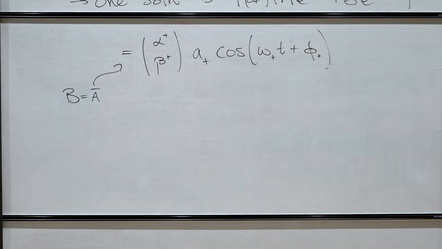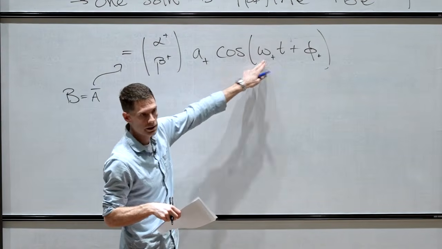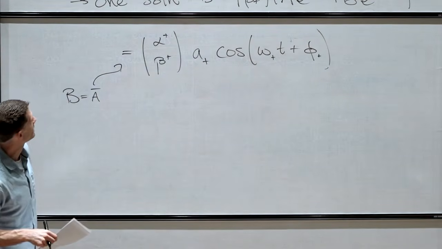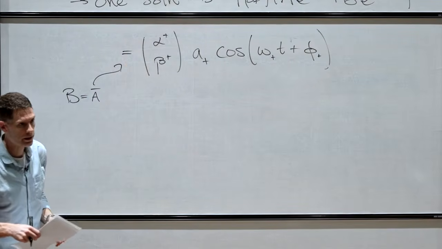So that's one solution, and of course I can do the same thing for the lambda minus, the omega minus. And you see that the full solution is a combination of cosine of an omega plus t and a cosine of an omega minus t with a direction based on that eigenvector.